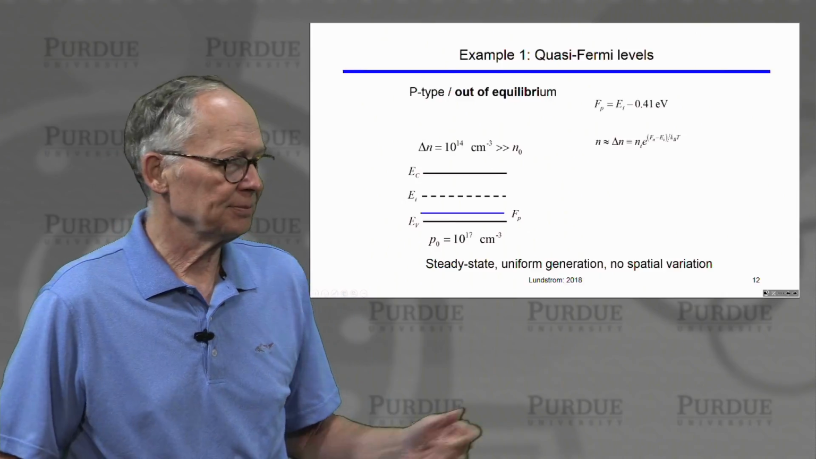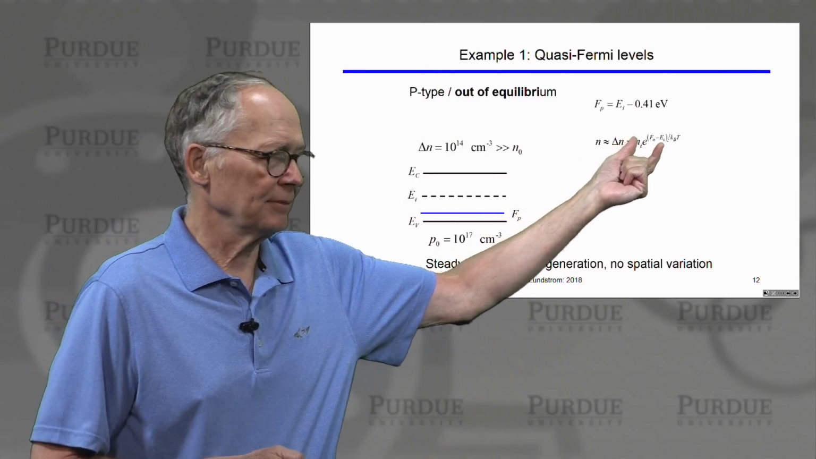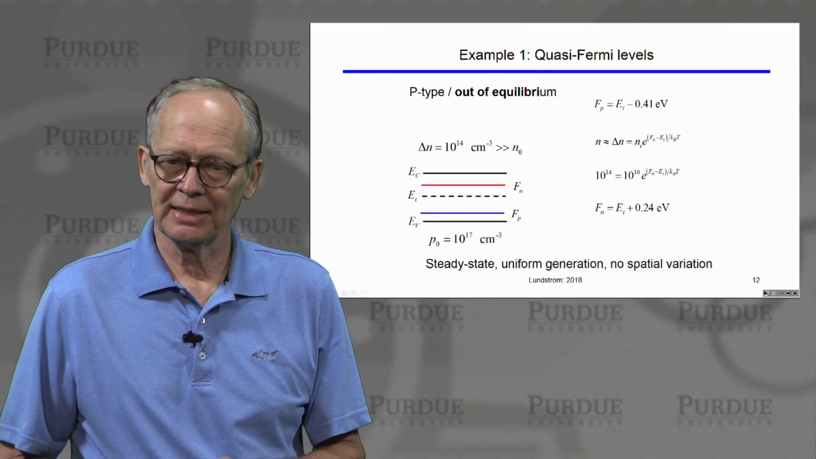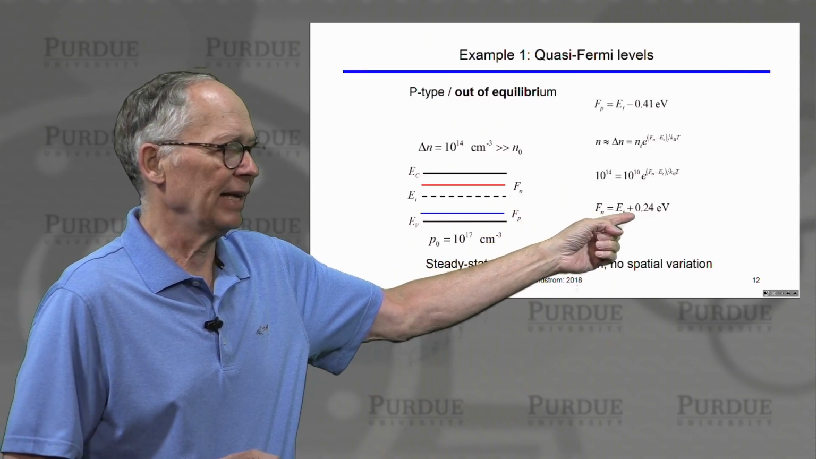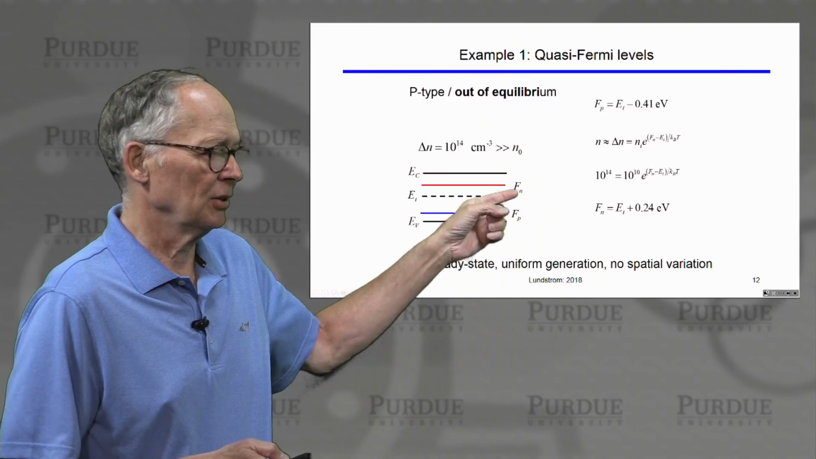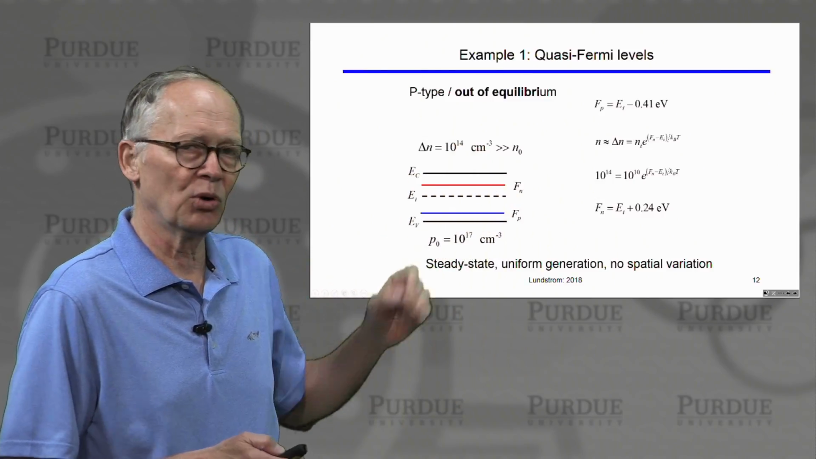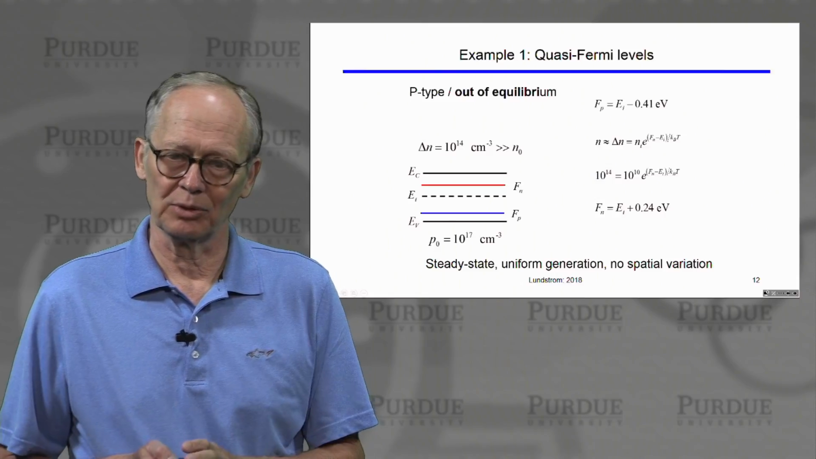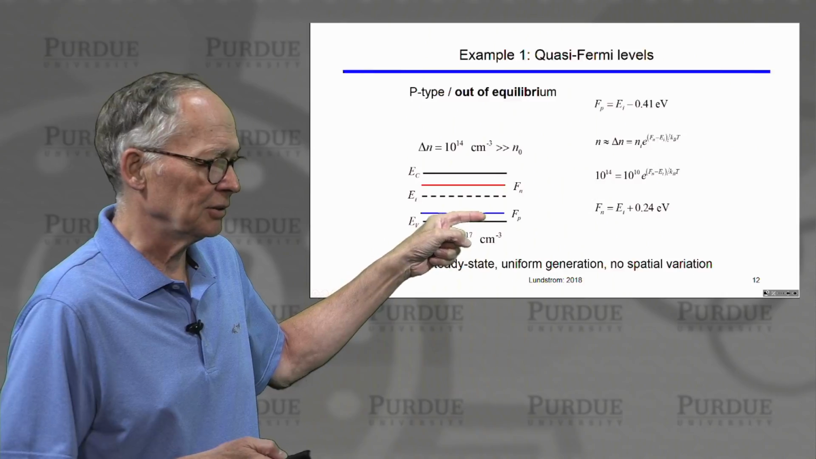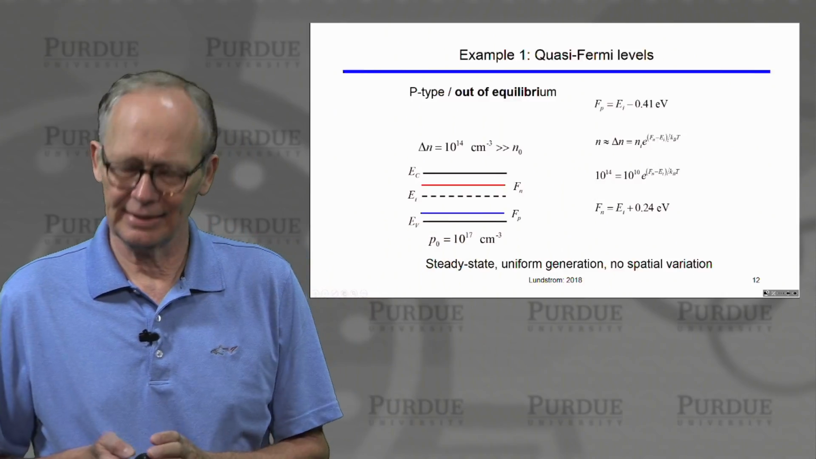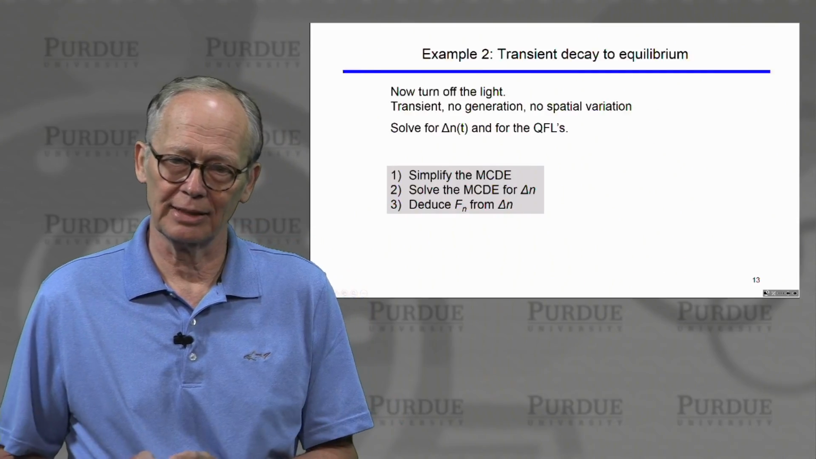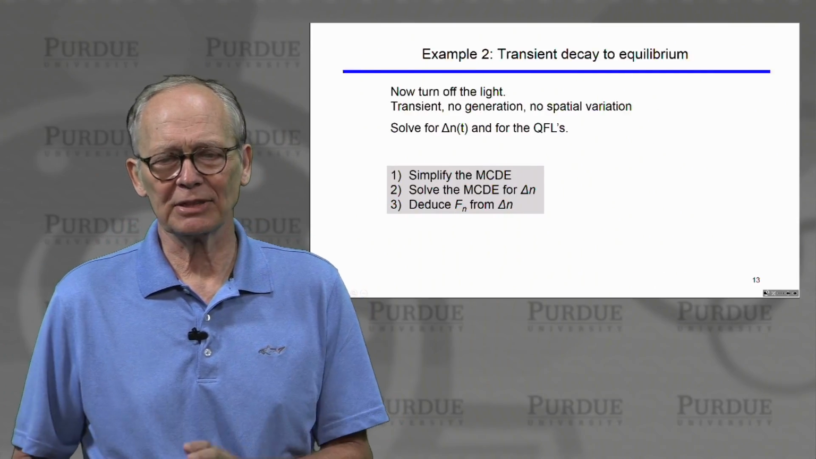For the electrons, we will relate the electron density to the electron quasi-Fermi level with this expression. We'll put numbers in. If we solve for Fn, we find that it is 0.24 electron volts above the intrinsic level. So this is reflecting the fact that we have many more electrons now than we did in equilibrium. So our quasi-Fermi levels are split. Fn is greater than Fp, so np is much greater than the equilibrium ni squared product that we had. All right, that was a simple problem.